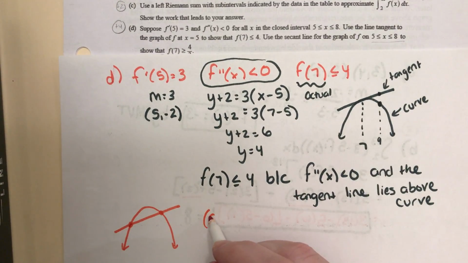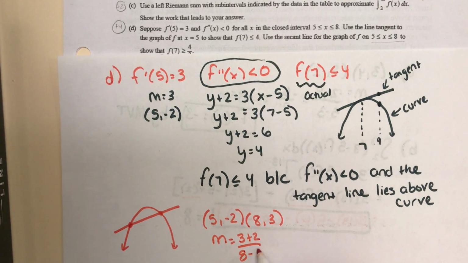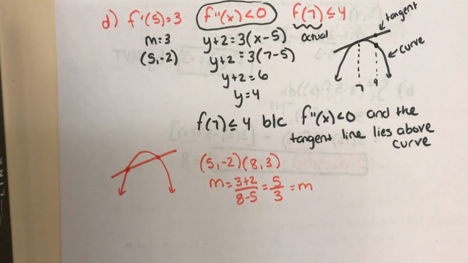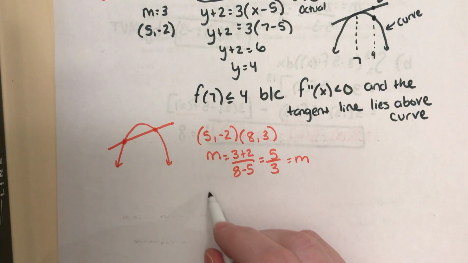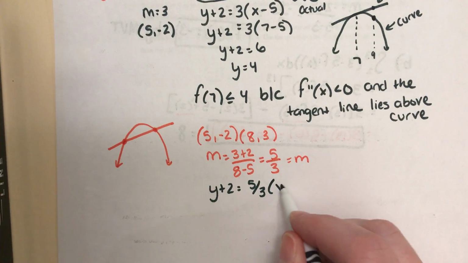So I'm going to pull those 2 points from my chart. The y value that goes with 5 is -2. The y value that goes with 8 is 3. So I'm going to find the slope. 3 plus 2 over 8 minus 5, so 5 over 3. I'm going to pick one of those points. I'm going to just use the first one to write an equation of a line. y plus 2 equals 5/3 times x minus 5.